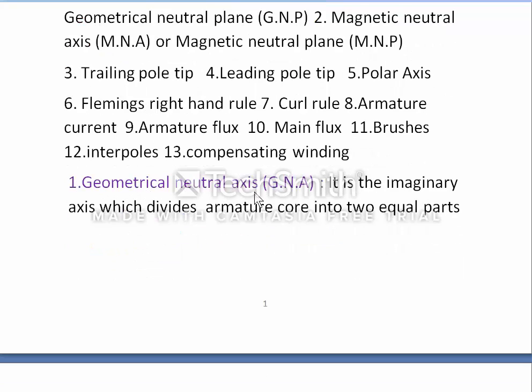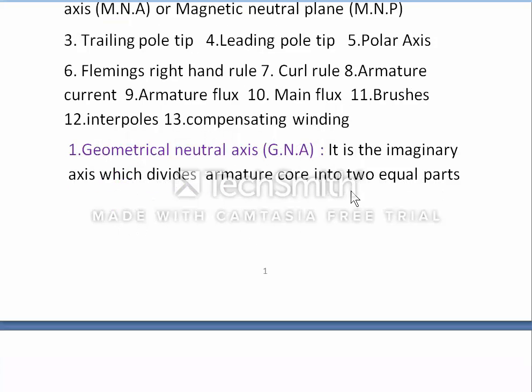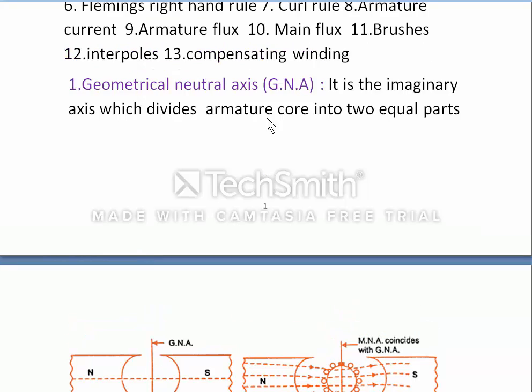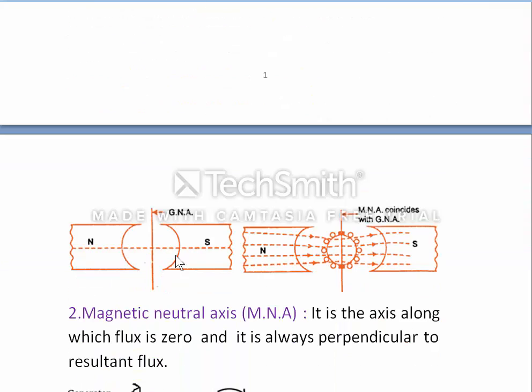First, what is geometrical neutral axis? It is the imaginary axis which divides the armature core into two equal parts. So this is the north pole of the main pole, this is south pole of the main pole, and this is the armature position. This is the center point of the armature core. So we can show it like this. It is the imaginary axis which divides the armature core into two equal parts, so we can say here geometrical neutral axis.